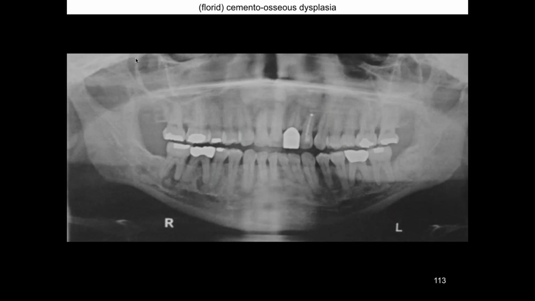All right, these are the easier ones, right? These are the florid cemento-osseous dysplasias. You really should vitality test the teeth involved, particularly the ones with the crowns. But once you get past that, it's pretty easy to determine that this is probably a florid cemento-osseous dysplasia. Look at the area of number 17. There's even one in the mandible there.